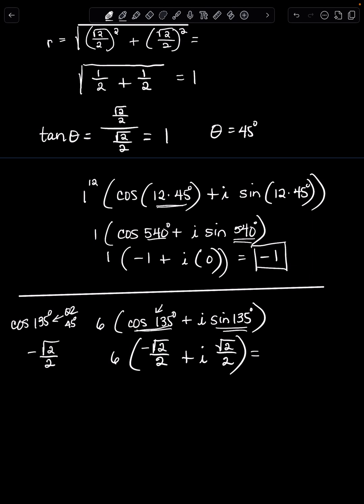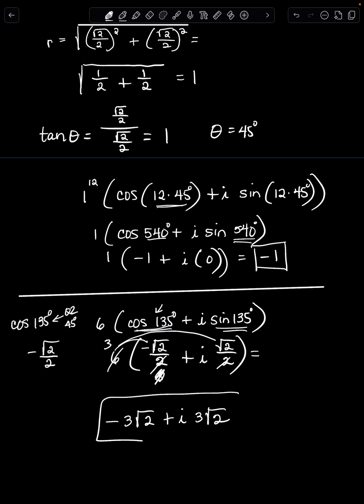When I distribute my 6 to both of these terms, that 6 is going to cancel and leave me with 3 out there. So I'm going to get negative 3 times the square root of 2 plus I times 3 square root of 2. And that would be an exact answer. So be careful with those if they don't end up being quadrantals.